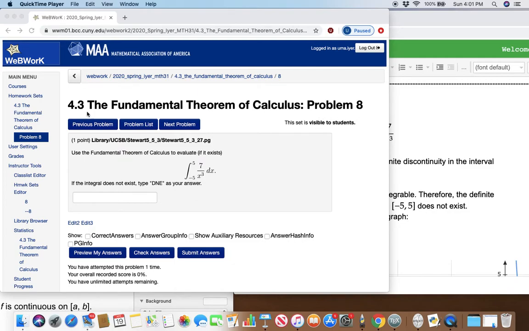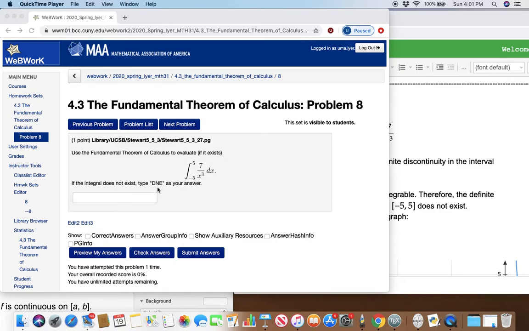Back, problem 8, fundamental theorem. Use the fundamental theorem of calculus to evaluate, if it exists, the integral from negative 5 to 5 of 7 over x cubed dx. If the integral does not exist, type D and E as your answer.